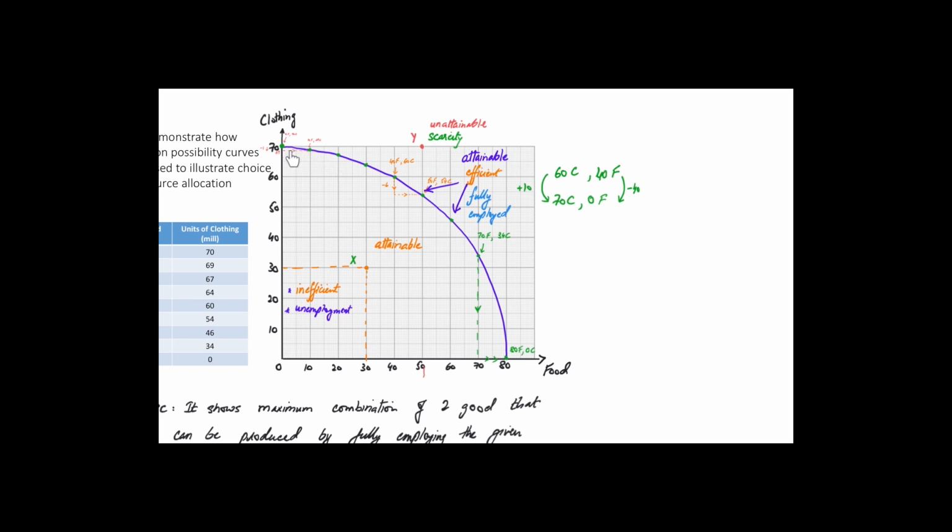Then you can even show these opportunity costs, how the more food you're making, your opportunity cost, first it was just 1, then it was 6, and then it was 34. So the opportunity cost is increasing. So we'll do a couple of practice questions in the next slide.